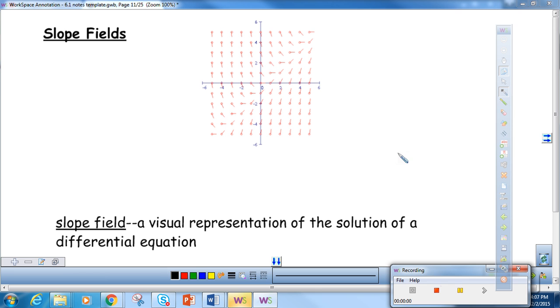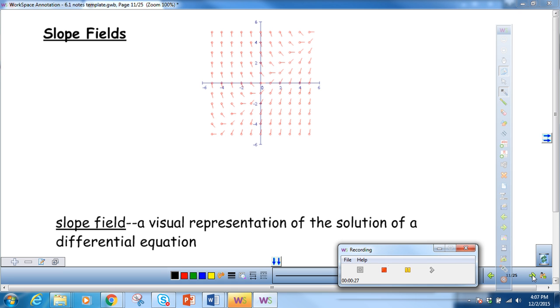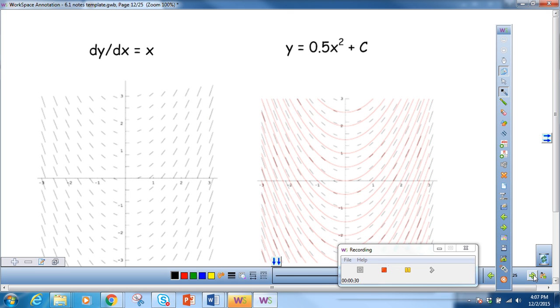However, when I was in school, there was no slope field. We didn't talk about slope fields, so that's probably why it's not one of my favorites. But it's a very simple topic.